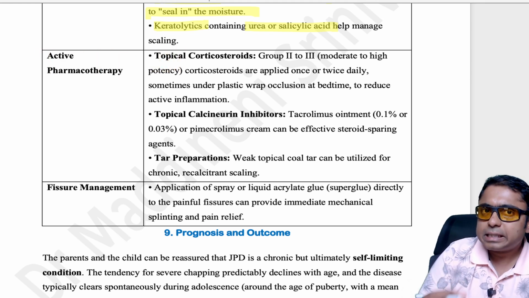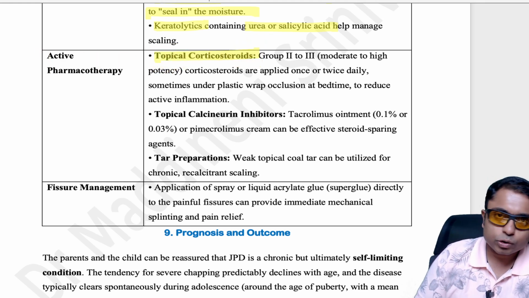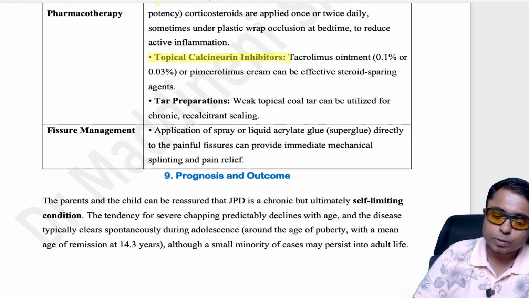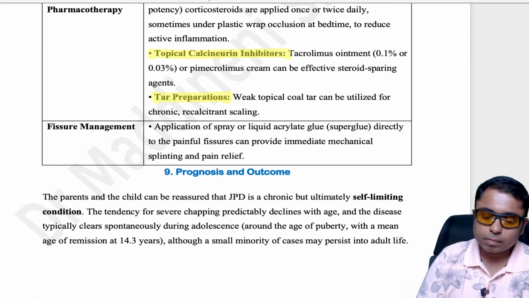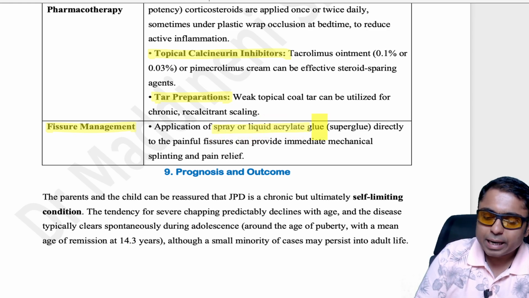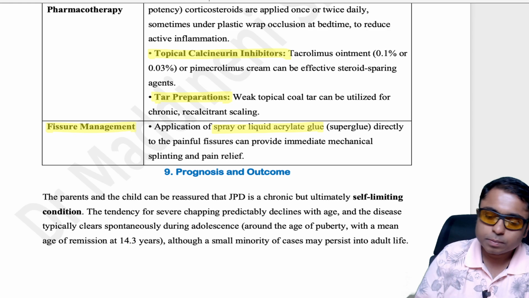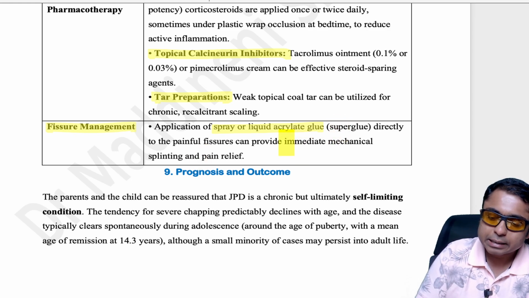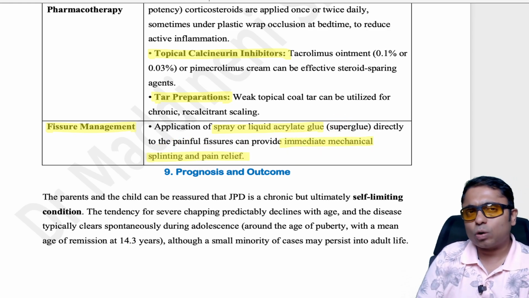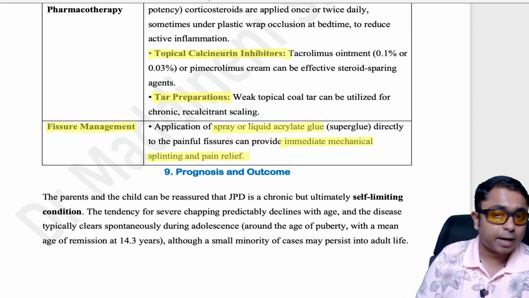If there is inflammation, topical corticosteroids are going to take care, and topical calcineurin inhibitors also can be used. Tar preparations can also be used. To manage the fissures, spray or liquid acrylate glue can be applied in the fissures, so that it acts as an immediate mechanical splinting and also gives pain relief, because pain is a very important symptom in these patients.